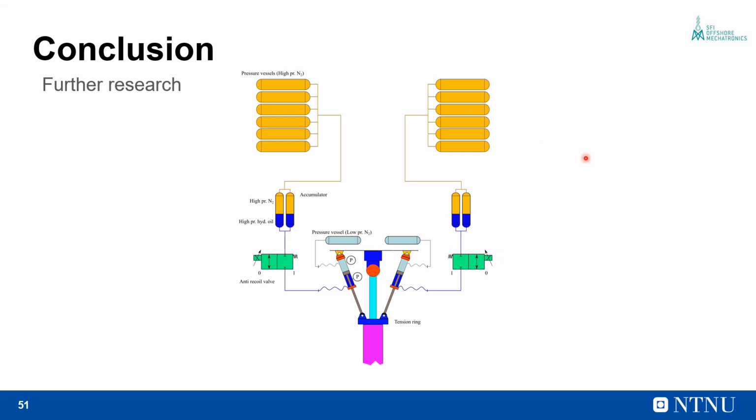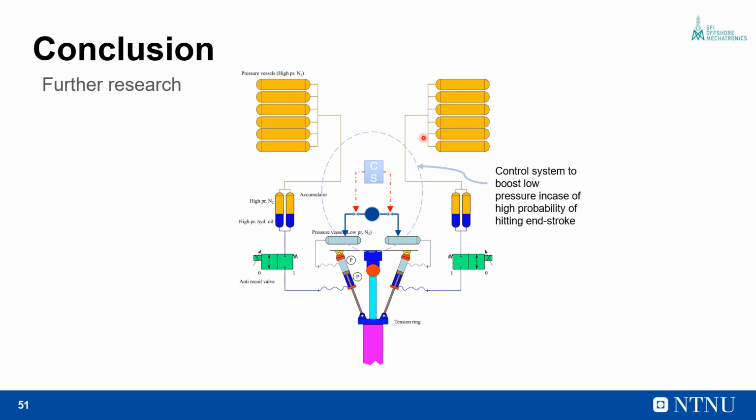Further research in the direction of the co-simulation methodology can be to develop a control system to prevent the riser from hitting the end stroke as it recoils. This can be, for example, done by having a high pressure vessel with a valve arrangement which boosts the LPV pressure in case the control system detects that there is a possibility of the riser hitting end stroke. We can also optimize the closure curve of the ARV using the co-simulation methodology. The possibilities are endless.